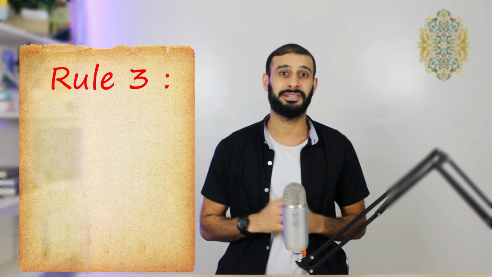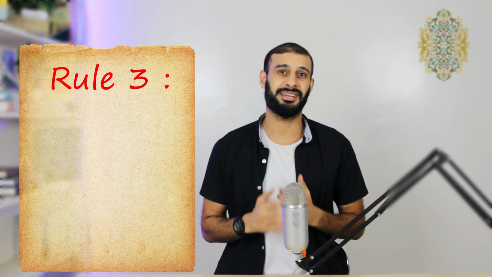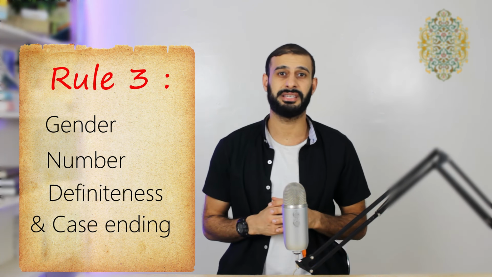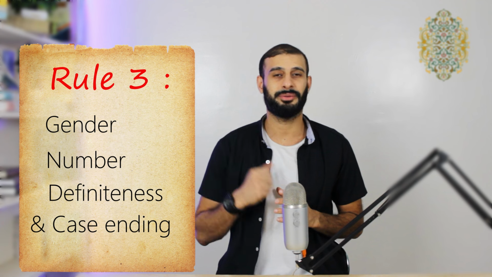Rule number 3, noun and adjective agreement means that the noun or the thing which is being described has to match with the adjective. So the adjective follows the noun in these qualities: gender, number, definiteness, and case ending. And for more details about these 4 features, check out this video.